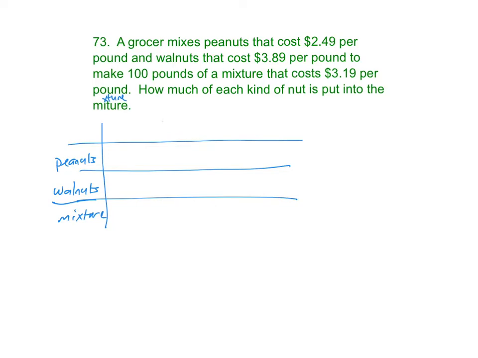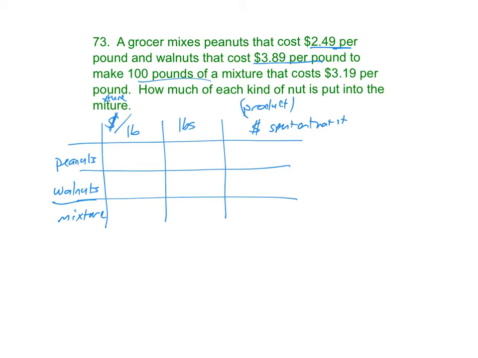Then we need to figure out what's important about these items that we're mixing. One thing that we can see is we're told the price per pound. So I'm going to write down dollars per pound. And the other thing that we know is how much. So this will be the pounds. And if we multiply across, this last column is always the product. In this case, it'll be dollars per pound times pounds, which will be dollars spent on that item. That's what our product is going to turn out to be in this case, given the units that we have.